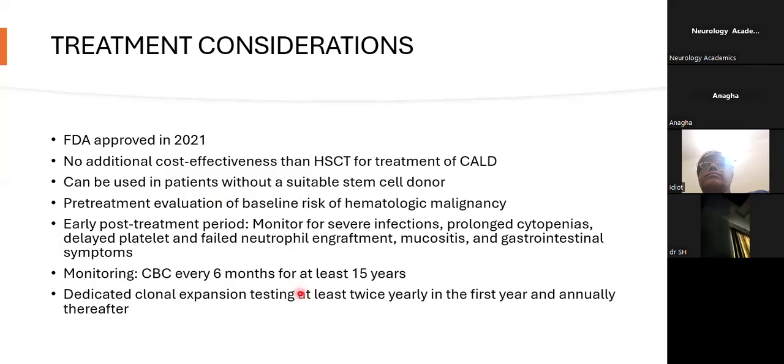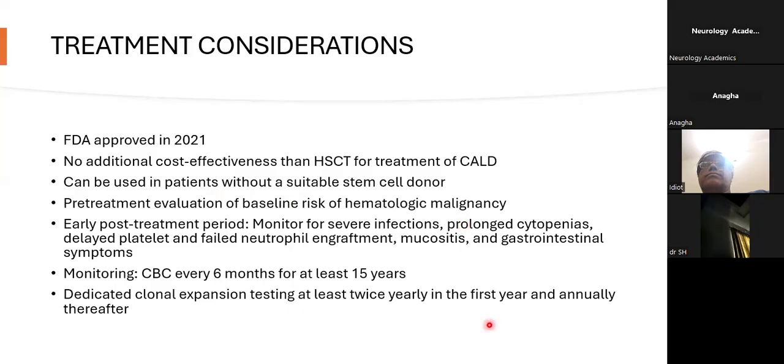And pre-treatment evaluation of baseline risk of hematological malignancy has to be done in this patient. And post-marketing studies of this therapy, after the trial that I've shown, have again reported multiple other events of hematological malignancies. That is, around 7 more patients have developed hematological malignancy after receipt of this therapy.